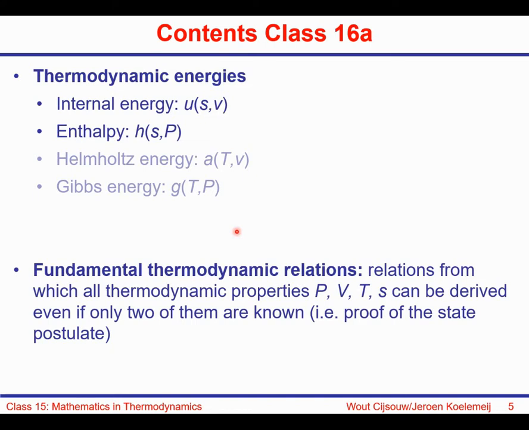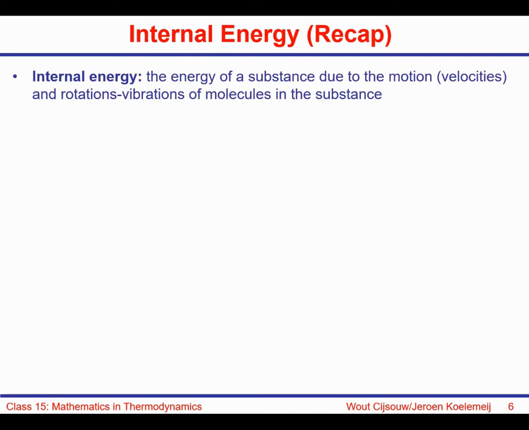And what I mean by that is that they are relations, or they provide relations from which we can derive all four thermodynamic state variables, even if we only know two of them. And this is just a different way of explaining the state postulate that we have seen before. But now, today, we will see how that's actually derived mathematically. So let's start with a quick recap of the energies, the energy forms that we had seen before.